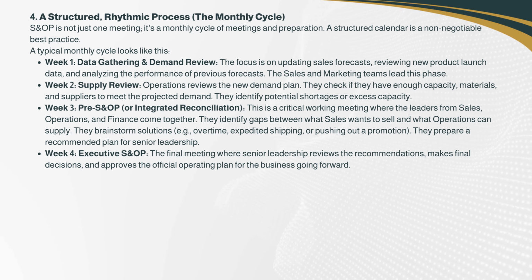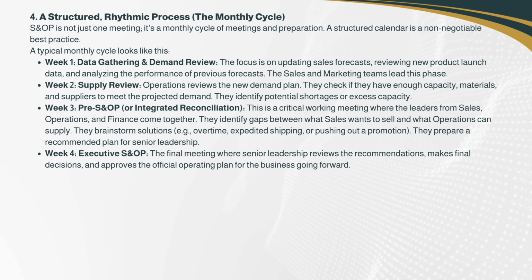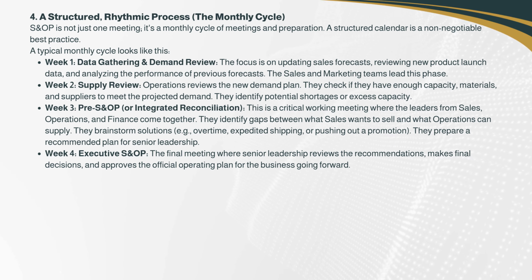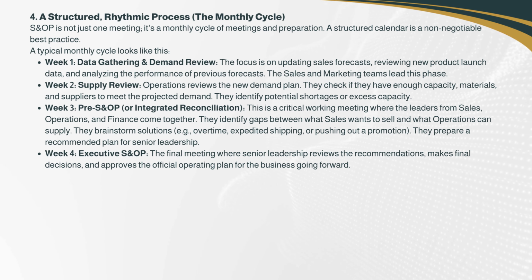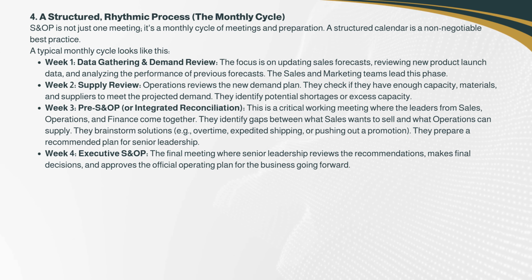Week 2. Supply review. Operations reviews the new demand plan. They check if they have enough capacity, materials, and suppliers to meet the projected demand. They identify potential shortages or excess capacity.